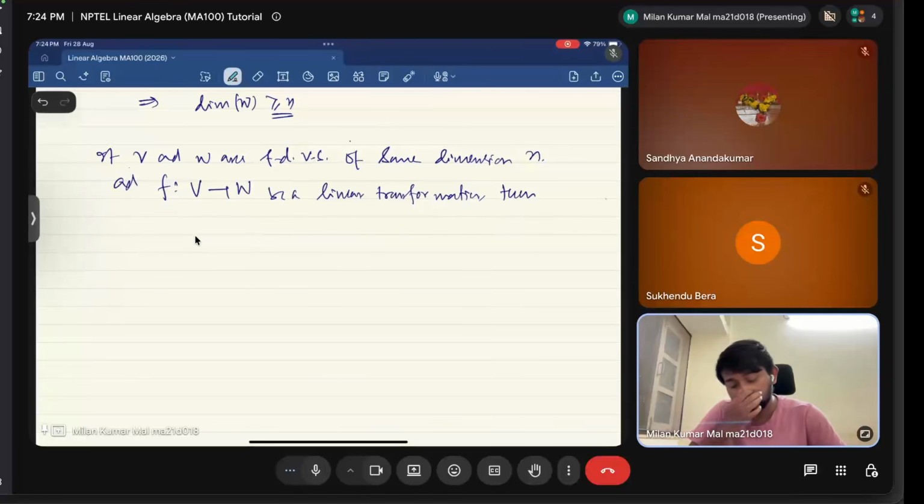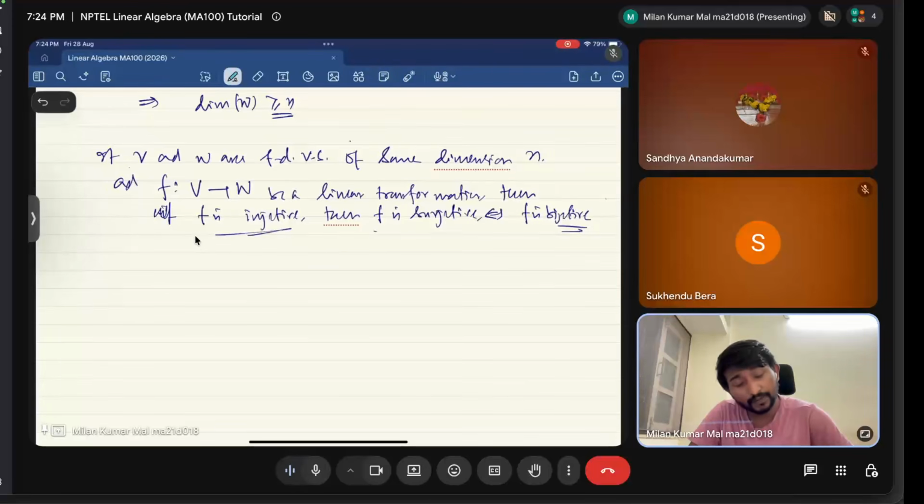then if f is injective, then f is surjective. If f is surjective, that implies f is bijective. Okay, these two facts are the same. If f is injective, then f is surjective, or f is bijective, because if injective and surjective are both there, then it will be bijective.